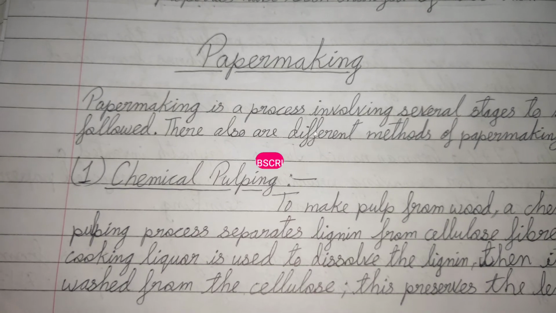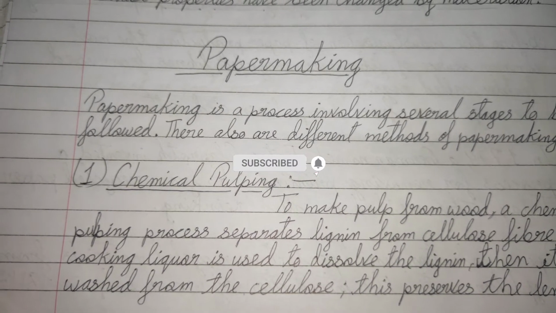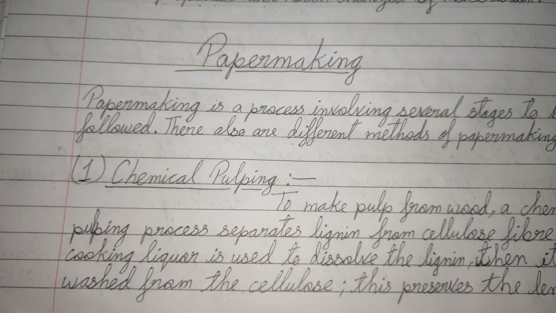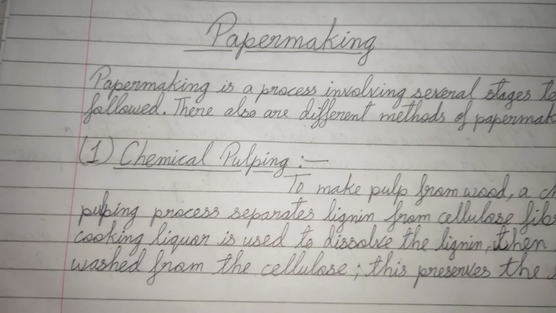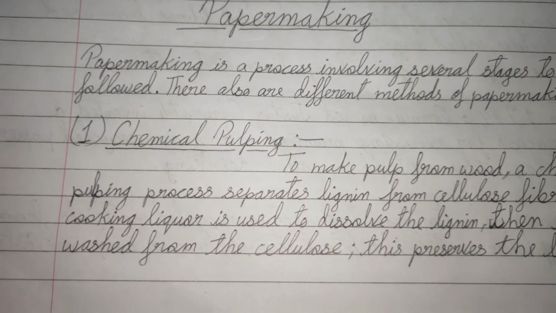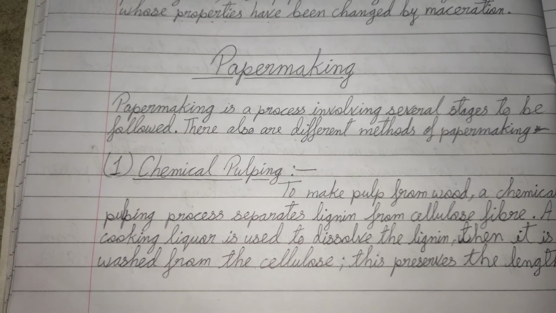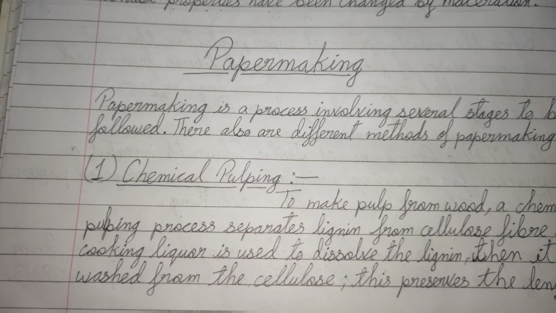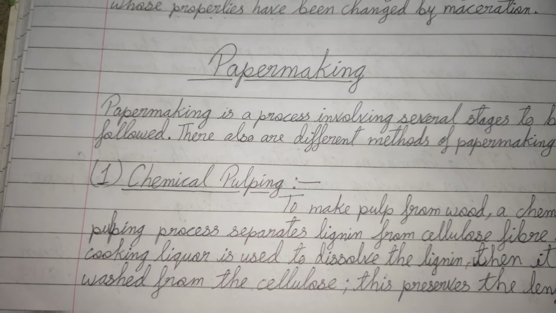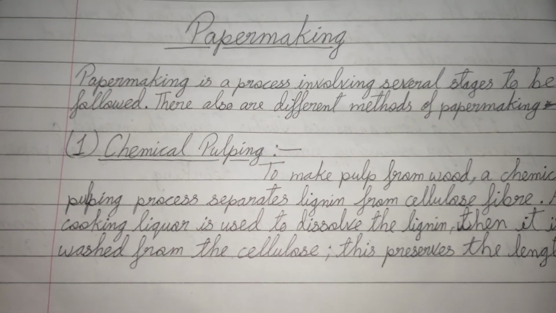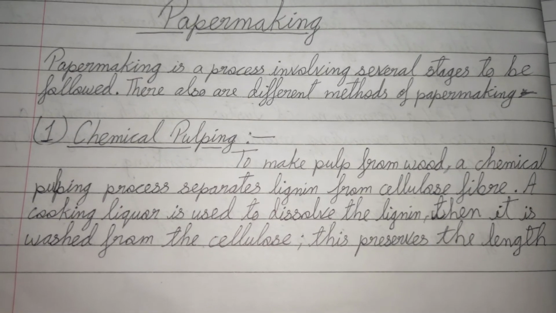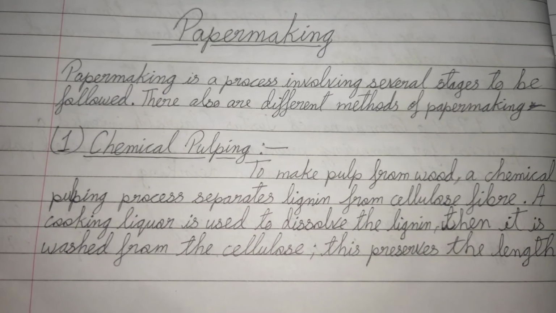Next is the process of paper making. There are several steps in making paper and there are also various methods. We are going to study them. So first we are going to learn about pulping. Pulping is the first step of paper making. There is chemical pulping and mechanical pulping. So let's learn about those two. First, how does chemical pulping work?